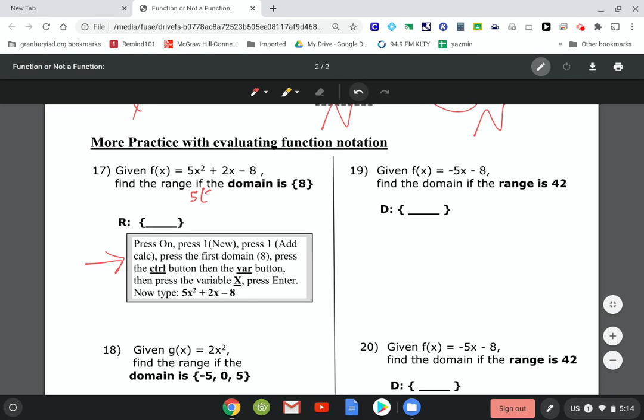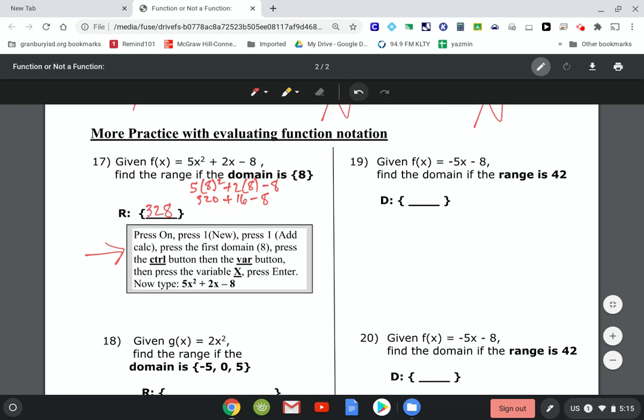So we have 5 times 8 squared plus 2 times 8 minus 8. All right, so 8 squared is 64. Then 64 times 5, let me calculate that, is 320, plus 16 minus 8. So we have 320 plus 16 and then minus 8. So that gives us 328.